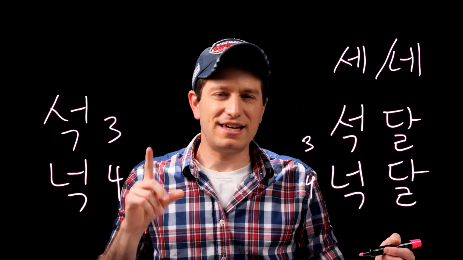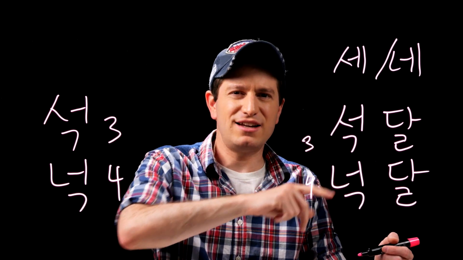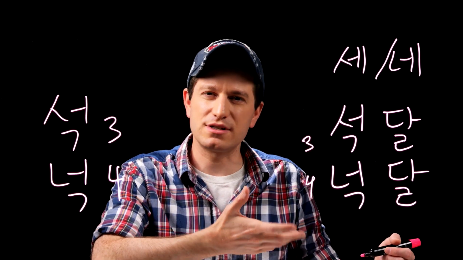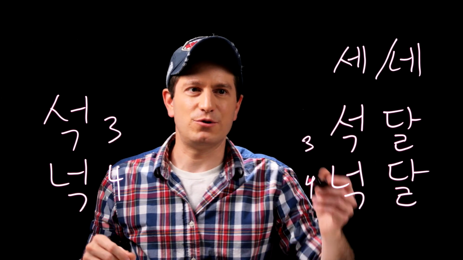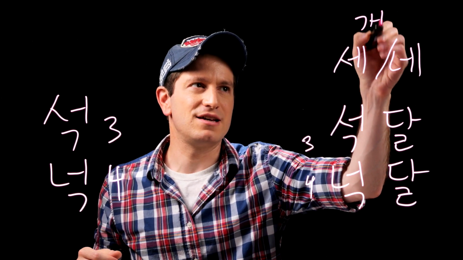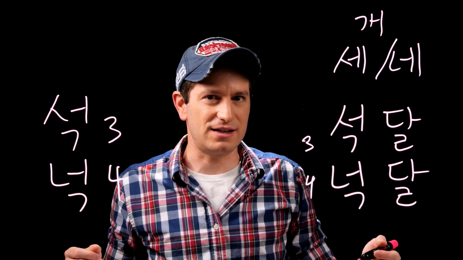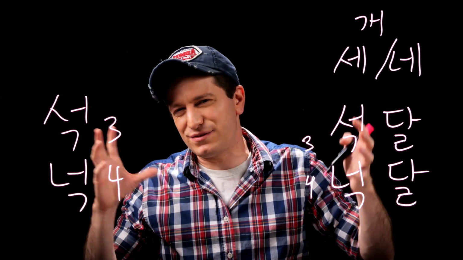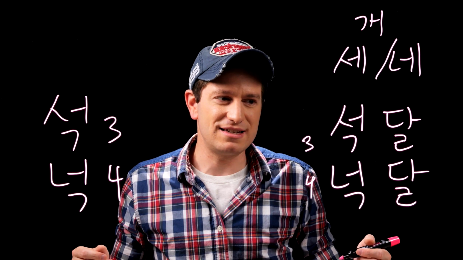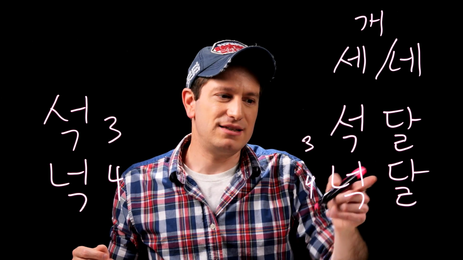I should also say that you're not just going to be using 석 and 넉 in front of other counter words. You can't just say, for example, the counter 개 for counting things. You can't say 석개 and 넉개 to mean 3 things or 4 things. There are only a set of counters that work with these, but one of the most common ones is 달.